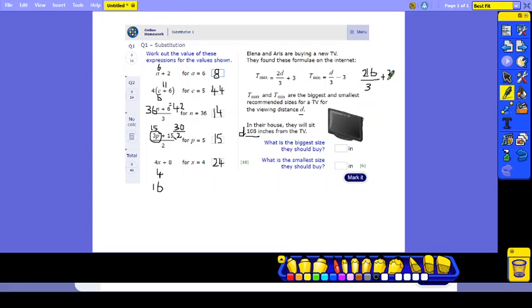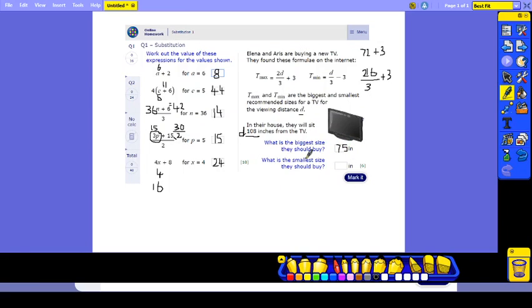So 216 divided by 3 is 72. I quickly worked it out on the calculator, but obviously you at home are going to be working it out with your bus stop method. So I've now got 72 add 3, which is 75. So I know that the largest size they should buy would be 75 inches.